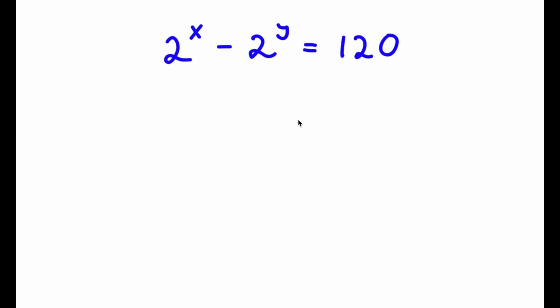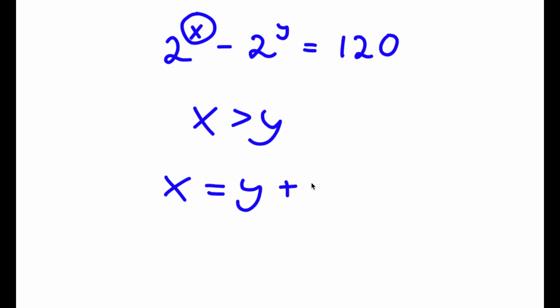Alright, so in this problem I have 2 to the power of x minus 2 to the power of y is equal to 120. So at first glance, we can already tell that 2 to the power of x is greater than 2 to the power of y, because 2 to the power of x minus 2 to the power of y is a positive number, meaning x is greater than y, because both of these have the same bases. So because we know that x is greater than y, we can say that x is equal to y plus some variable k.